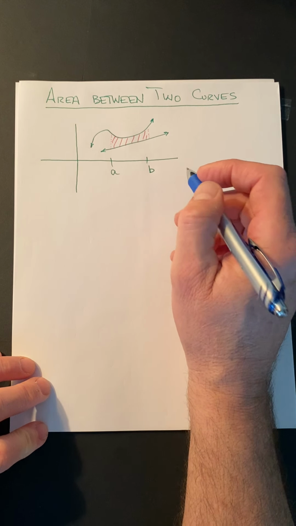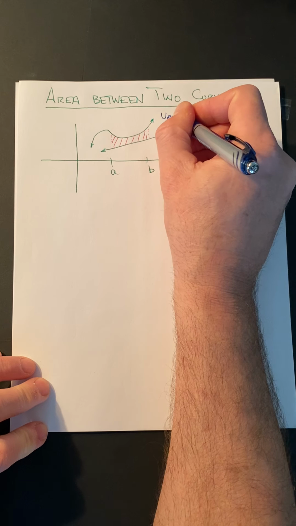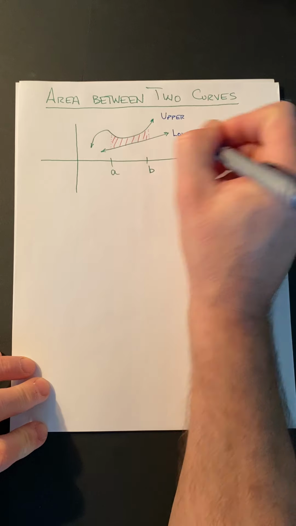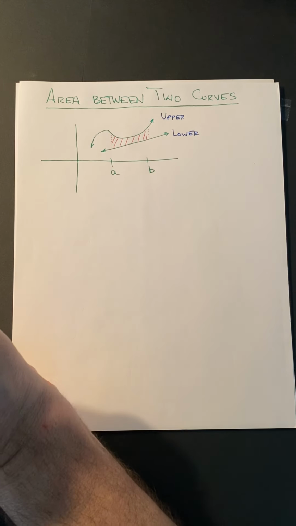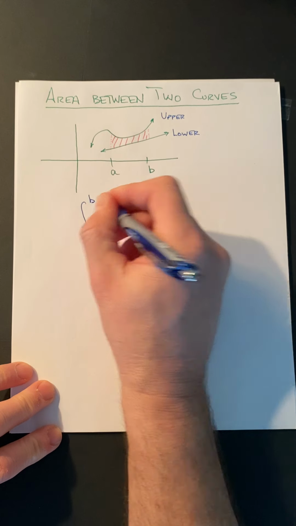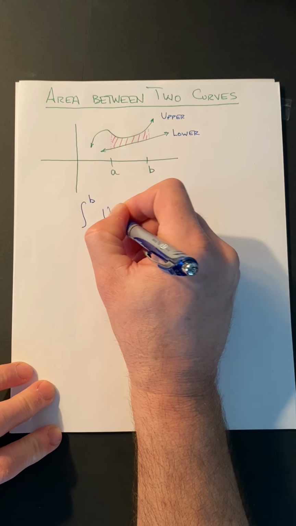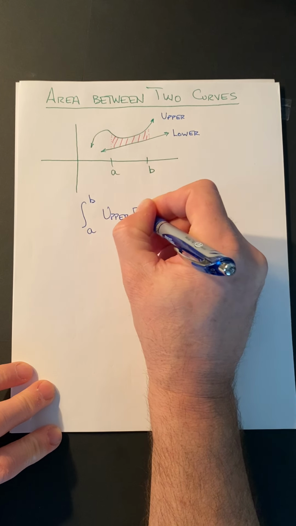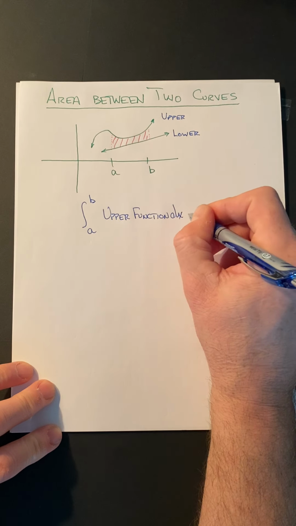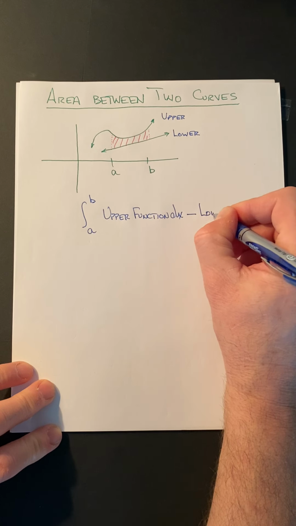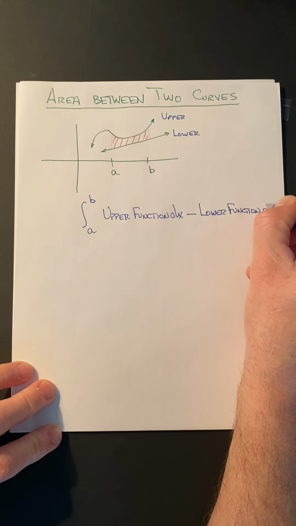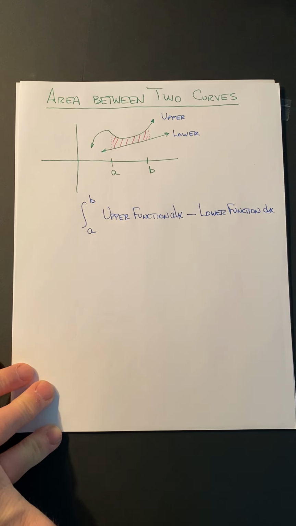So what we have to do is we have to always know which is the upper and which is the lower function, okay? Because this is the integral from A to B of the upper function, whatever that is, dx, and then we're going to subtract from it the lower function. And then I'll just say dx out here as well, okay?